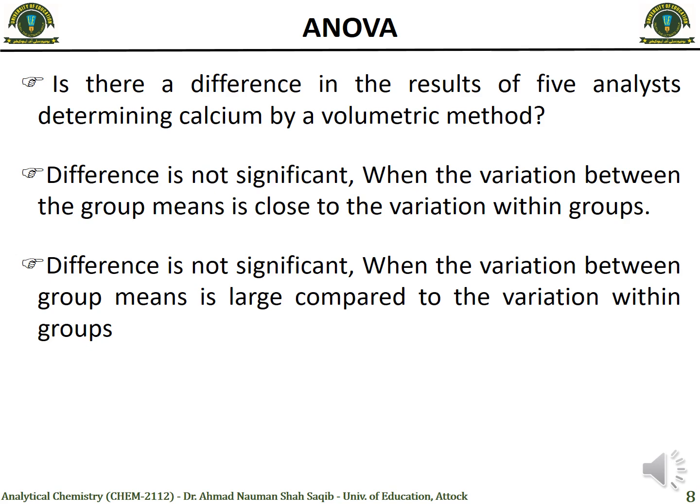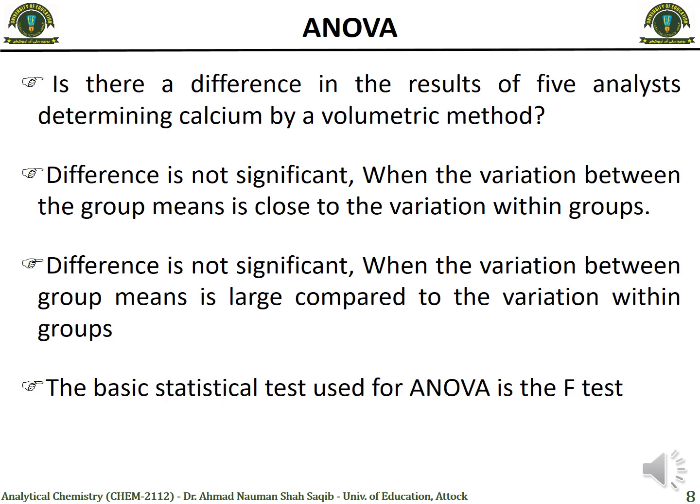So this is how ANOVA works, and it gives us information about variation between groups and within groups. For ANOVA we have to perform some statistical analysis, and the most commonly used tool for ANOVA is the F-test. This is the basic statistic used for ANOVA. We will briefly discuss this F-test in our coming slides.